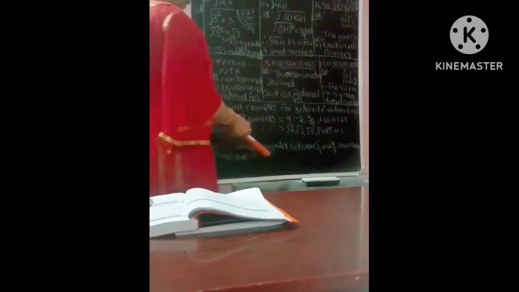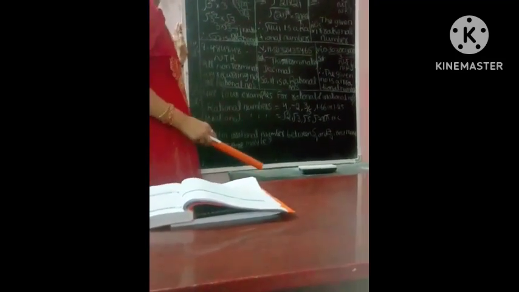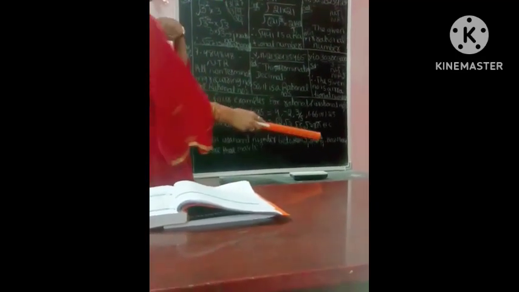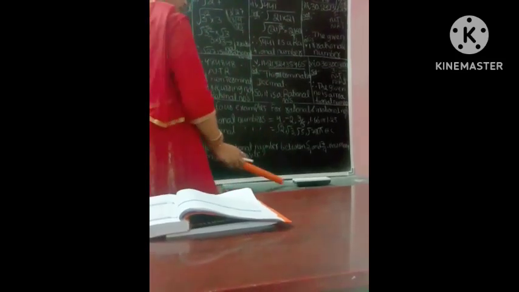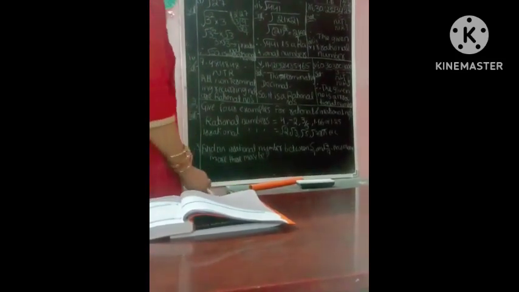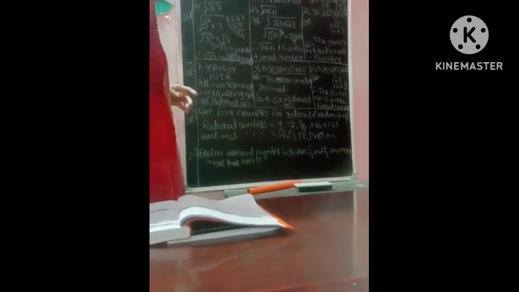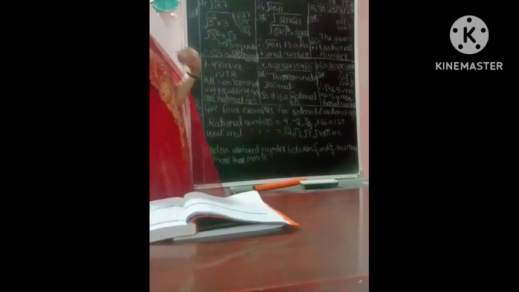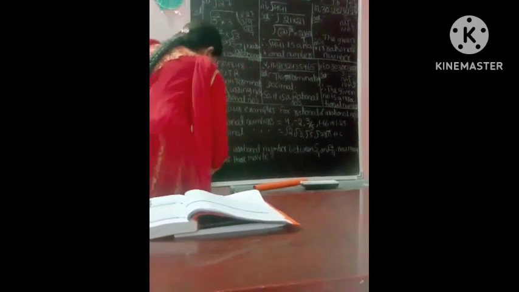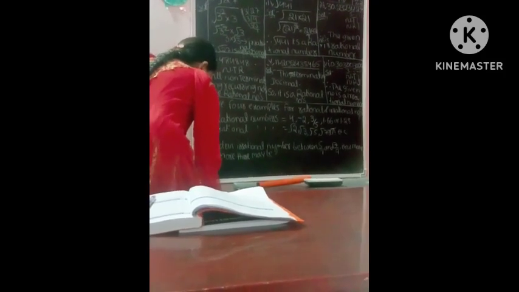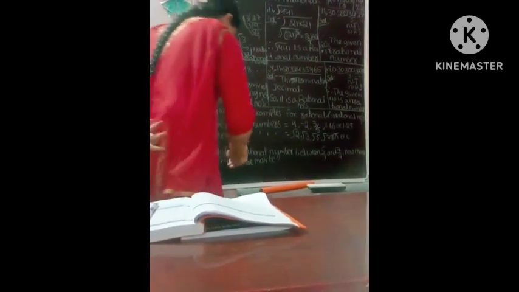Find out how to find an irrational number between these two. The next question is how many more there may be between these two numbers. Are you clear? Are you understood? Yes, 2 questions are asked in this problem.